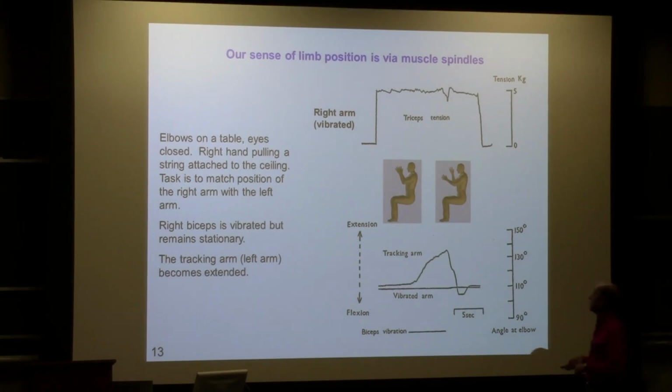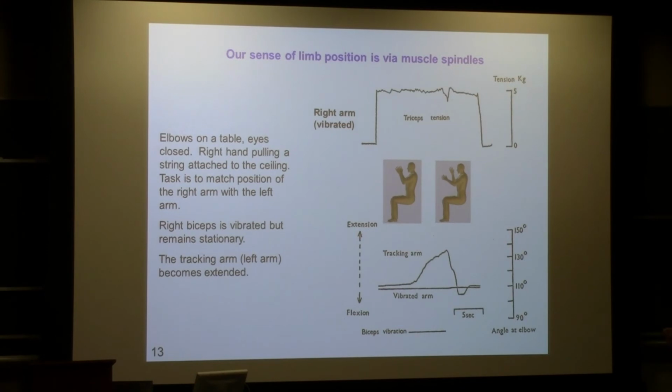In this experiment, they had a person sit at a table like this, with their elbow up on the table. Their objective was that the right hand was pulling a string attached to the ceiling. So just like this. It's just pulling down on the string. And the task is to match the position of the right arm with the left arm. So if your arm is here, with your eyes closed, match it with the left arm. And you could do that easily.